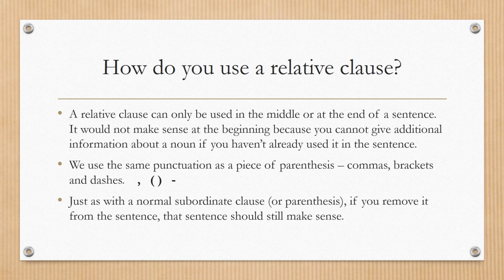Just as with a normal subordinate clause or a piece of parenthesis, if you remove it from the sentence, that sentence should still make sense on its own because it would be a main clause. This is the easiest and simplest way to check your work when trying to use a relative clause, and it's a very simple tip that you can always use.